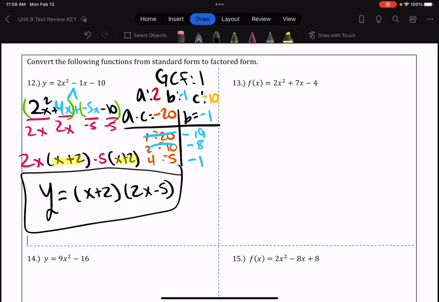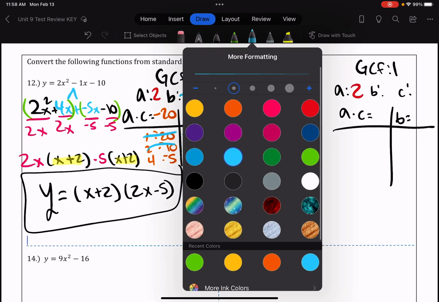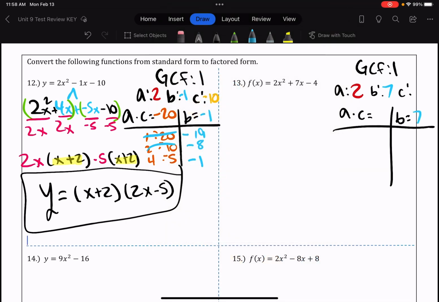This leads us to problem 13, which says f of x equals 2x squared plus 7x minus 4. Once again, we've got a trinomial, so I'm going to go ahead and just make my trinomial chart and make sure I write out my GCF, my a, my b, my c, and I'm going to have a t-table that includes a times c and my b value once again. In this case, my coefficients are 2, 7, and then I've got a constant of negative 4. There's no number other than 1 that is a factor of those. So I can go ahead and fill out my table, my a value being 2, my b value being 7, and my c value being a negative 4.